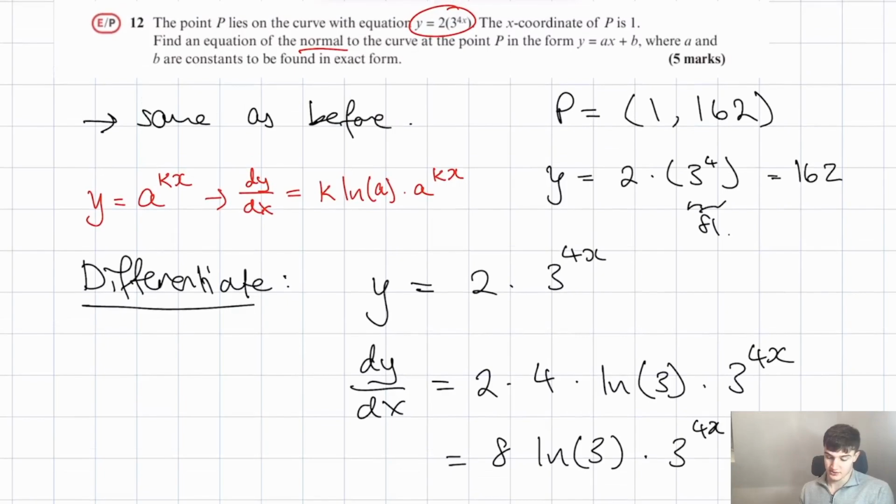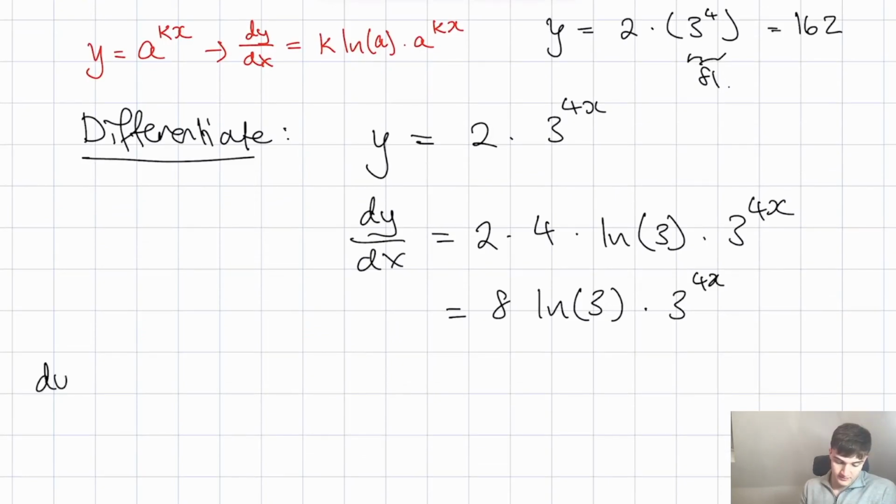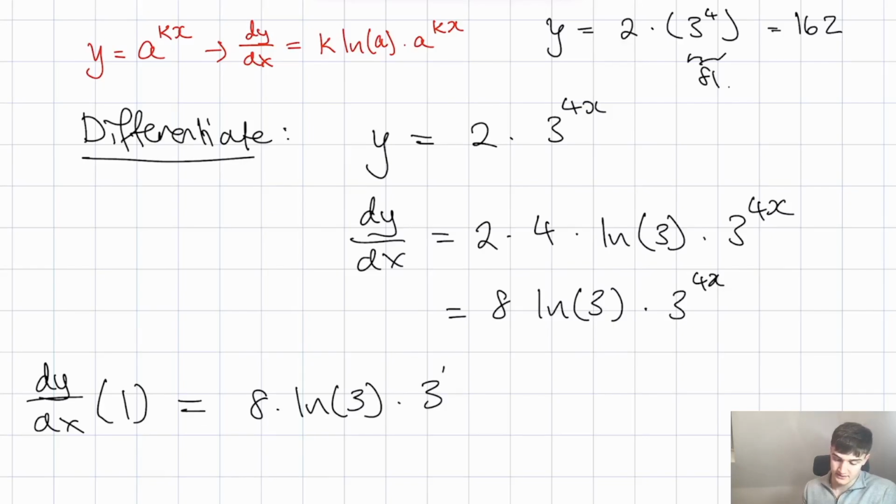So that's our derivative. We can now find the gradient. All we know is that the x-coordinate is 1, so we can put that in. We want to find it at point P. So at x equals 1, the gradient is 8 times the natural log of 3 times 3 to the power of 4, where I've just substituted in x is 1 here. I can put that in my calculator and work out what it actually is.